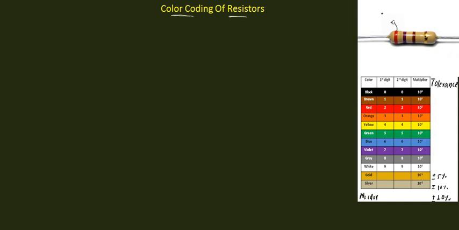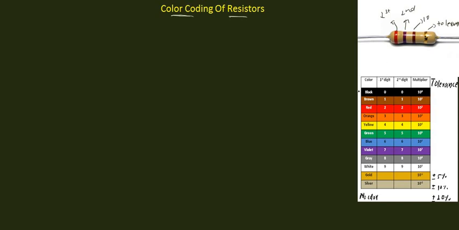The first band represents the first digit, the second band represents the second digit, the third band represents the power of 10 multiplier, and the fourth band represents the tolerance of this resistor. And we will find out the numbers which are associated with these colors by using the given table. So this table represents the color coding for a 4-band resistor.